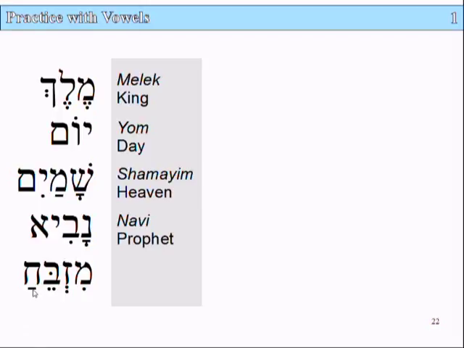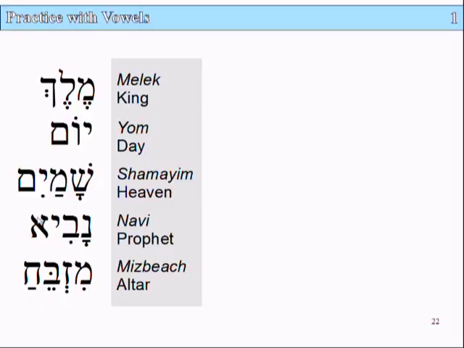Now normally the vowel underneath the letter follows the letter, so it's pronounced after the letter, but when it's at the end of the word, it's often pronounced before the letter that it's underneath. So here we have mizbeach, which means altar, like a brazen altar, where you do the sacrifices, and it comes from the root zavach, to sacrifice.